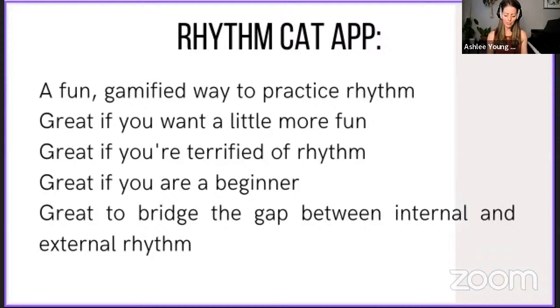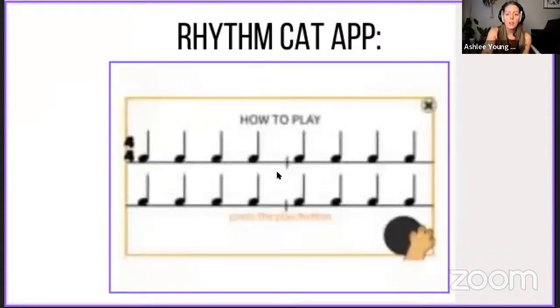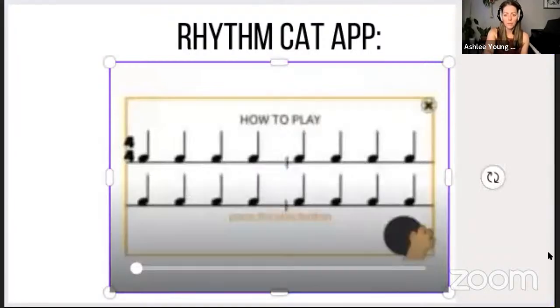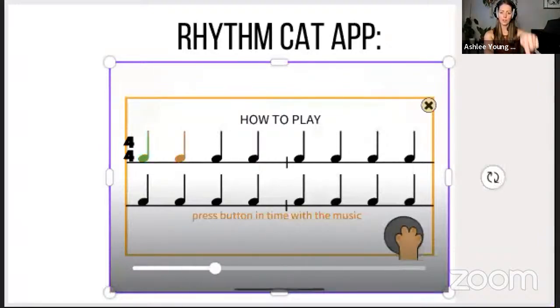The Rhythm Cat app is great for bridging the gap between internal and external rhythm, because of the way that it works. I couldn't get this to work earlier. I actually did a video, maybe it will work. I don't know if you'll get the sound though. It gives you a count off, 1, 2, 3, 4, and then you tap the button and you're tapping where the rhythm is, but there's actually a background track playing music the entire time.